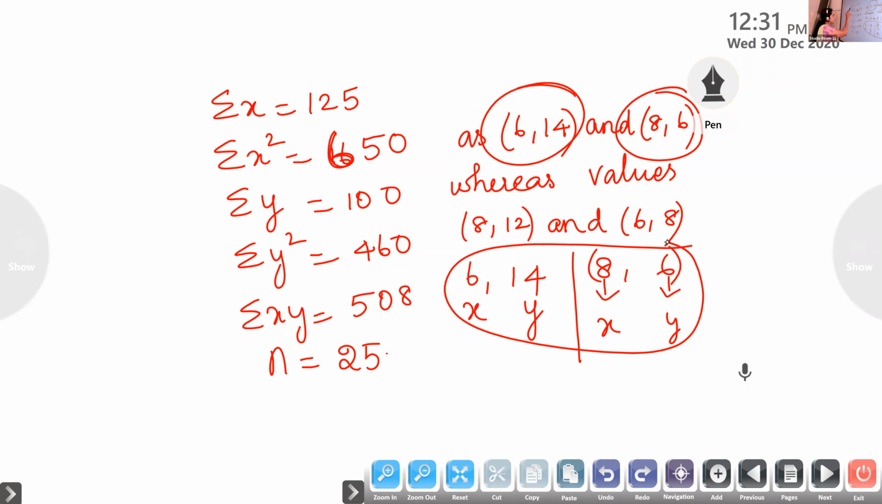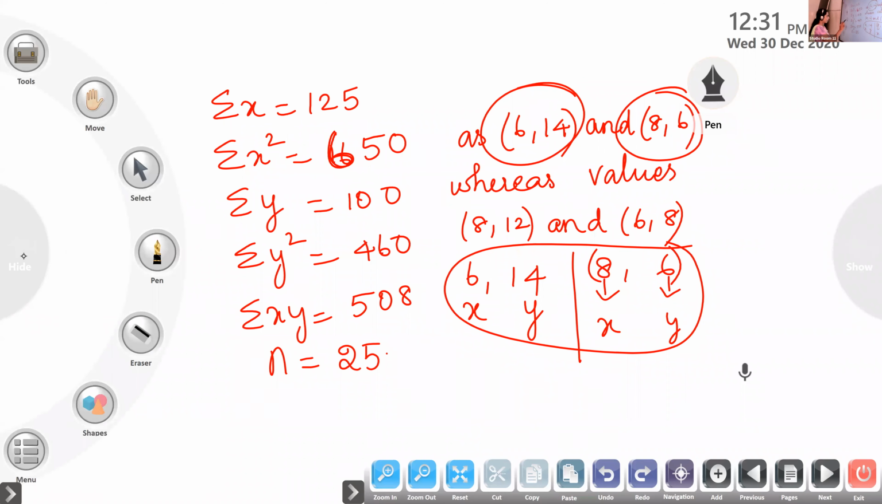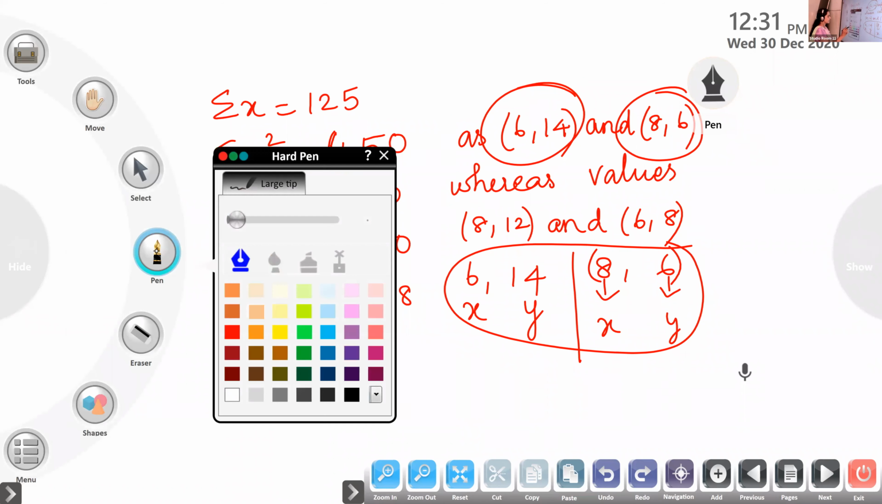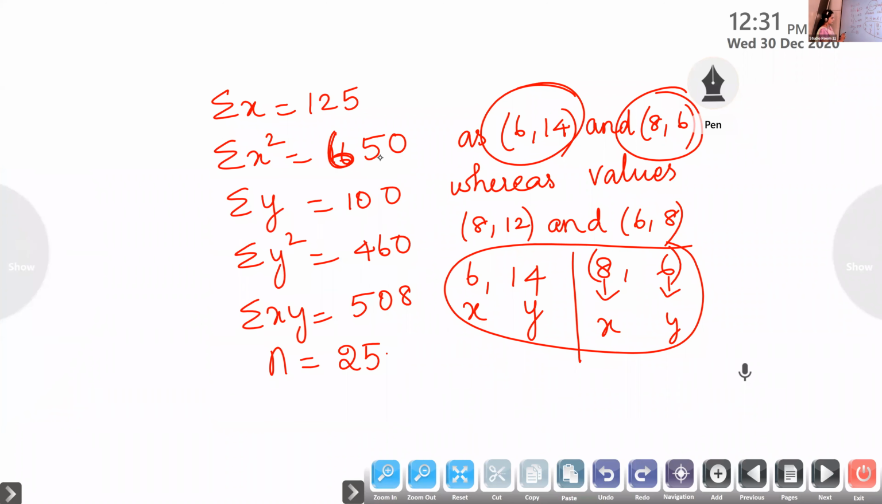We are going to correct what is sigma x, what is corrected sigma x square. One by one, we are going to find the corrected one. Okay, so first let's write what is corrected sigma x. What will be corrected sigma x? Corrected sigma x is, what is the actual sigma x? It is 125. Sigma x means we are adding all the x data.